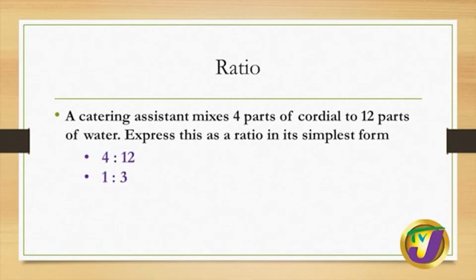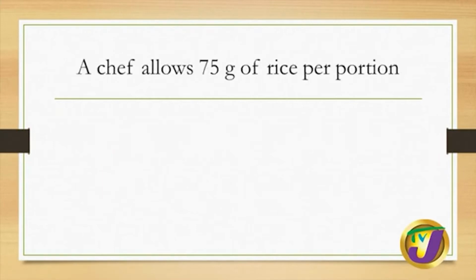So we have 4 to 12. Now, is that the simplest way we can write it? Clearly not. You can find a factor for both and write it in a simpler form. 4 is a factor of 4 and 12. 4 factored into 4 goes 1 time. 4 factored into 12 goes 3 times. So the ratio is a 1 to 3 ratio. That means, simply said, 1 part of cordial, 3 parts of water.